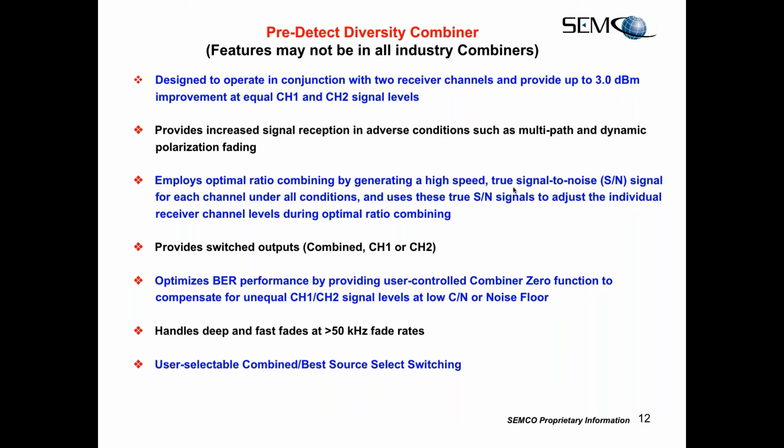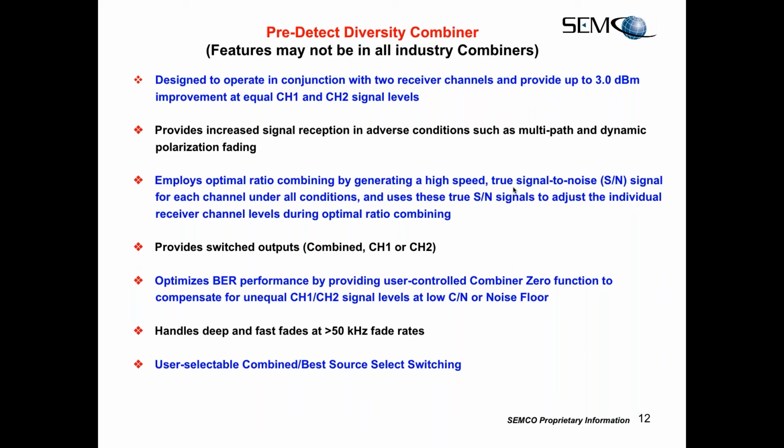The other feature that you want to take a look at closely when you're looking at a receiver is whether or not the receiver has the ability to zero the combiner function out to compensate for unequal channel 1, channel 2 signal levels at either noise floor or low carrier to noise signals. And what do I mean by that? So in most ranges, you have cabling issues, you have temperature issues on a daily basis, changing from day to day, where channel 1 and channel 2 are going to be moving and fluctuating back and forth.